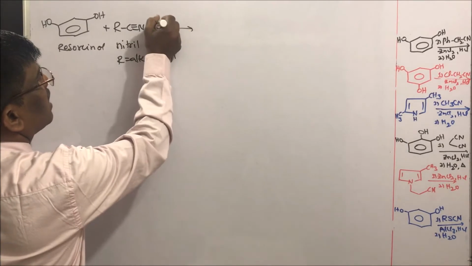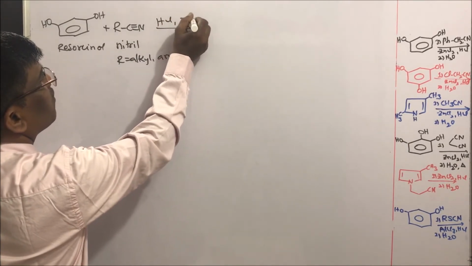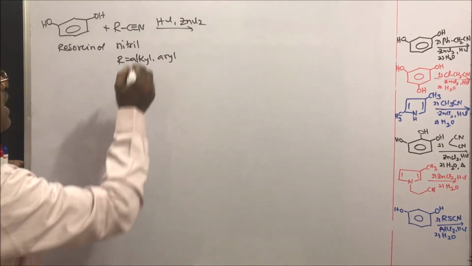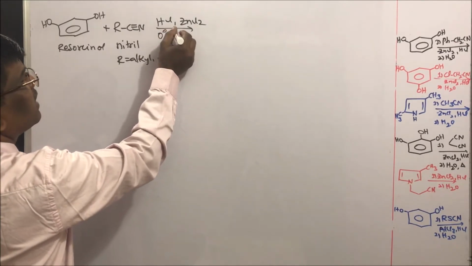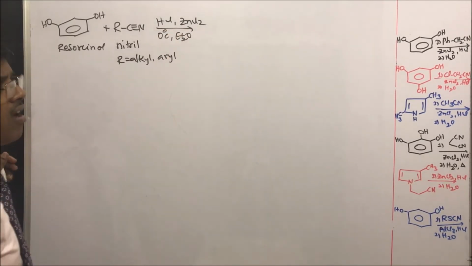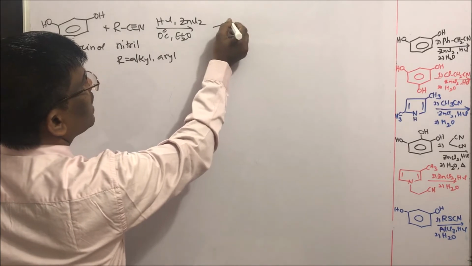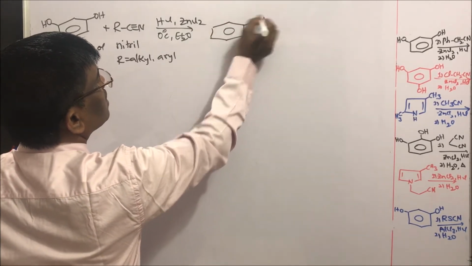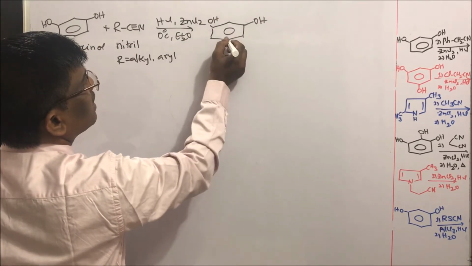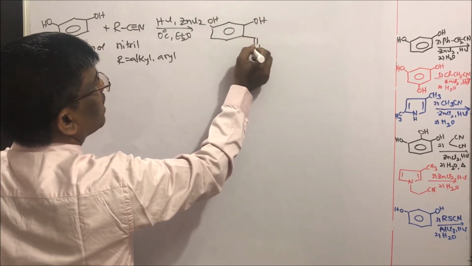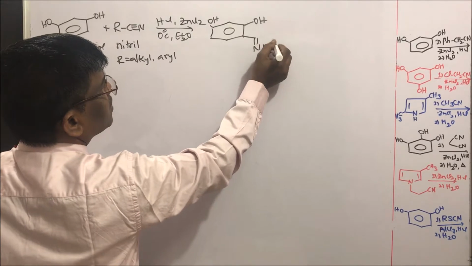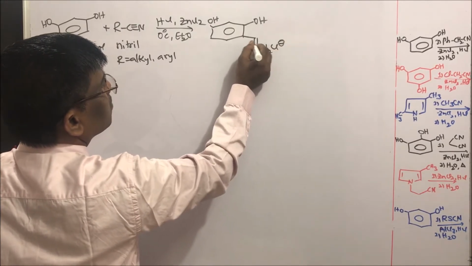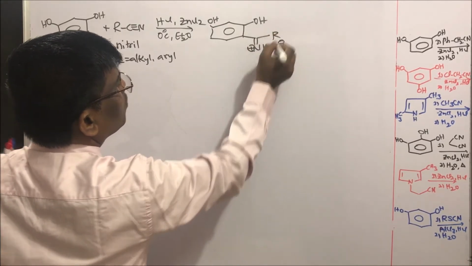reacting with HCl, hydrochloric acid, in presence of a Lewis acid. I am taking zinc chloride at 0 degrees centigrade in diethyl ether as a solvent. It is going to form the intermediate ketimine hydrochloride, OH and OH here. Here ketimine hydrochloride, with the Cl minus, and here plus, the R group here.